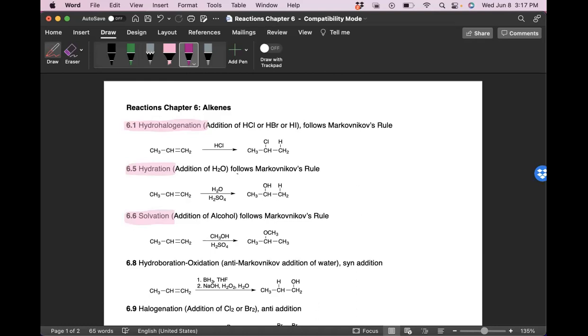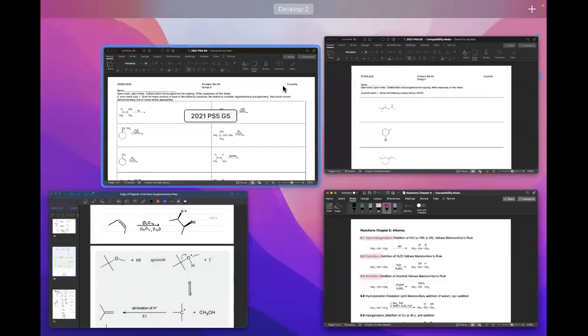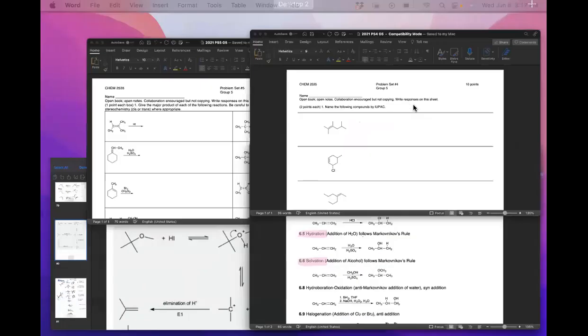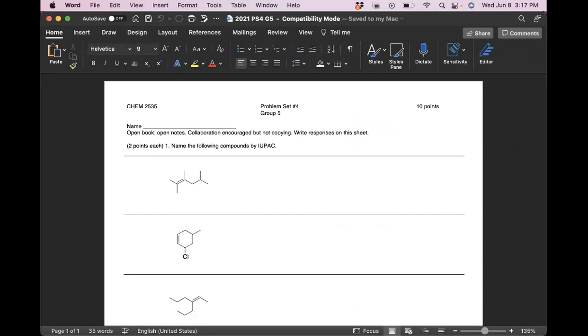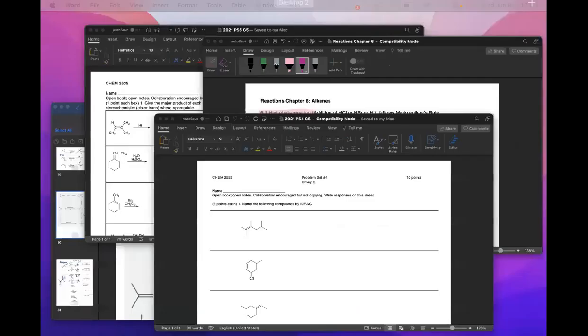And right now, I'm just going to go over the problem sets, group 5, both of them. So let's go ahead and go through problem set 4, and just work our way through it. Okay. Oh, there we go.